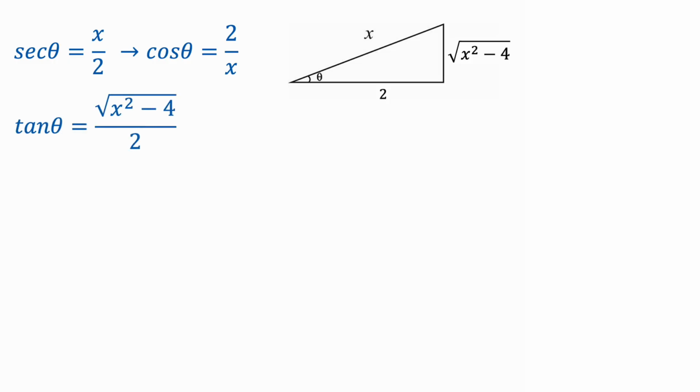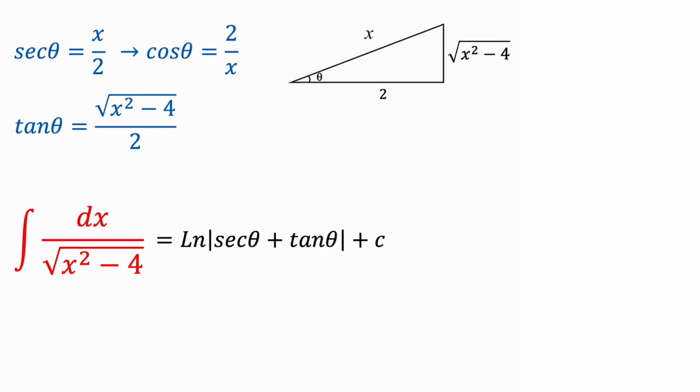So what would be the definitive final answer? The integral of dx over the square root of x squared minus 4, which we had found to be the natural logarithm of secant theta plus tangent theta, became equal to the natural logarithm of x over 2 plus the square root of x squared minus 4 over 2.